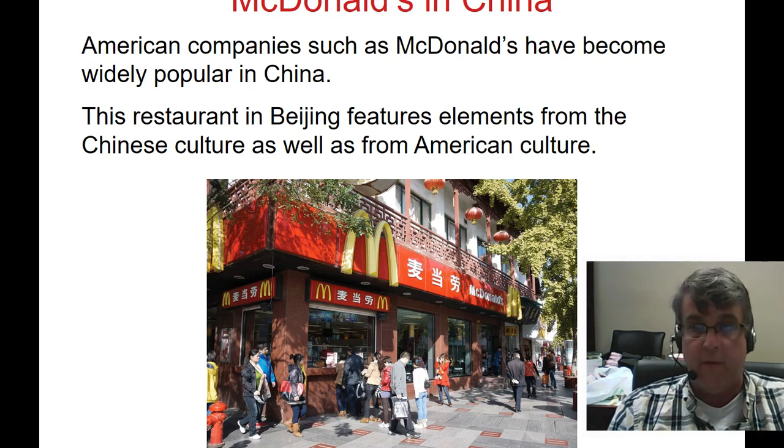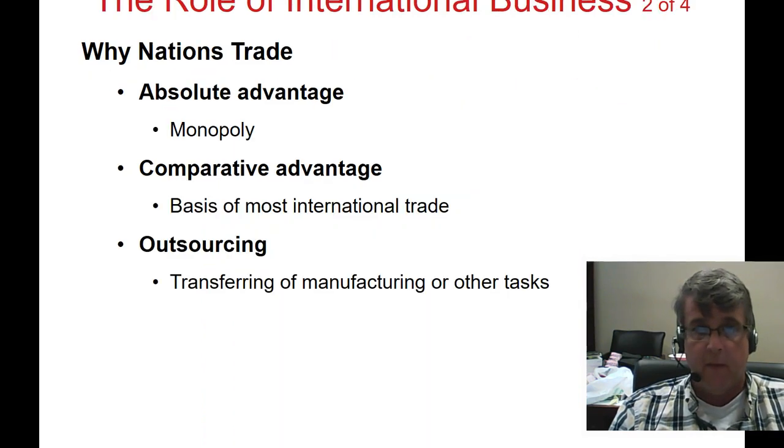So McDonald's had to adapt. I'm sure there are menu items, maybe even the burgers don't taste the same. They might have to flavor the burger a certain way to where Chinese people are comfortable with it and want to eat it. So those are some examples of the differences in cultures that you might have to deal with if you're involved in international business.